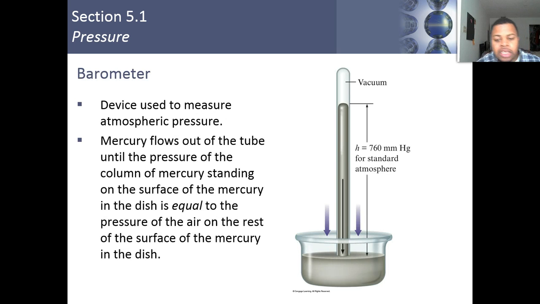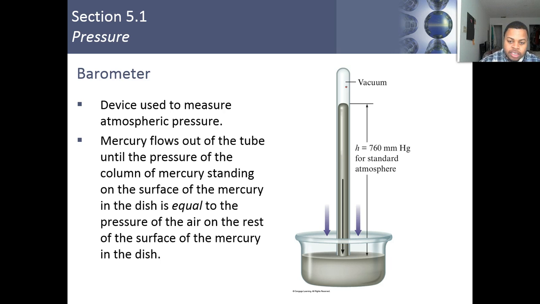Now, many times what was used in the past to find out what the pressure was is what's called a barometer. Now, this barometer, the old school barometer, was a container filled with mercury with a tube in there. Now, this had a little bit of a vacuum, so they set it up so that there was no other air inside of the container.